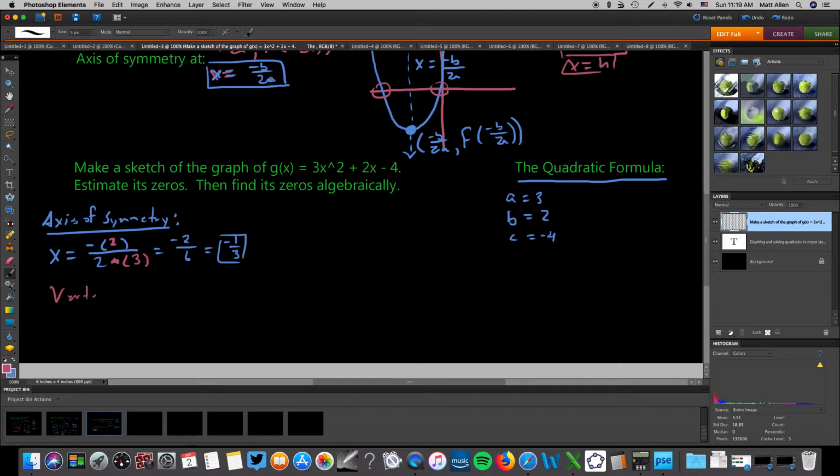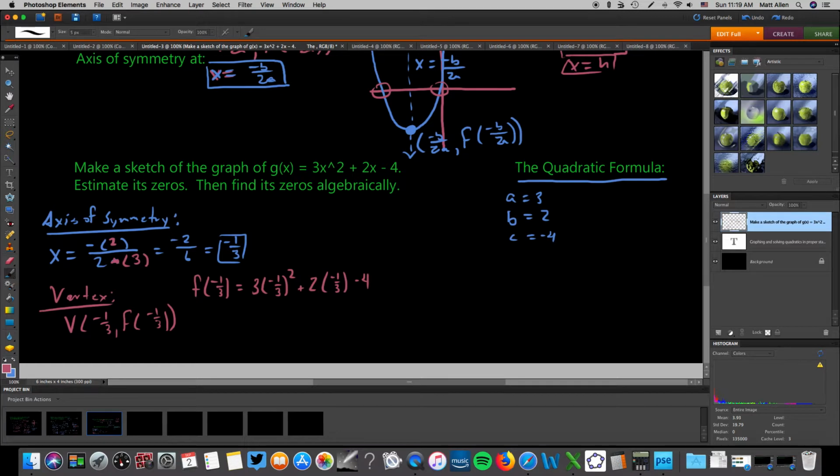And so vertex wise, we are going to have to acknowledge that negative 1/3 is the x value, and the y value is what we get when we plug this into our function here. So I didn't anticipate this, but you know what? This will be good exercise with our fractions here. Let's find f of negative 1/3, which would mean we get 3 times negative 1/3 squared plus 2, times in parentheses negative 1/3, minus 4.